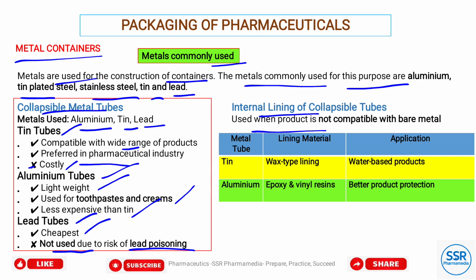Metal tubes, for example tin. As lining material, wax type linings are used mainly for water based products. And for aluminum metal tubes, the lining materials are epoxy and vinyl resins, which are used for better product protection.